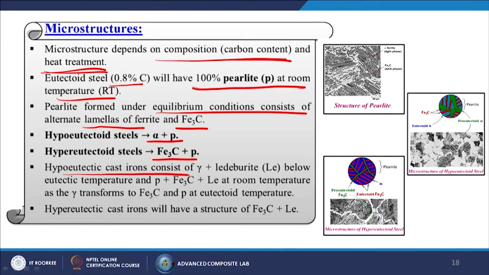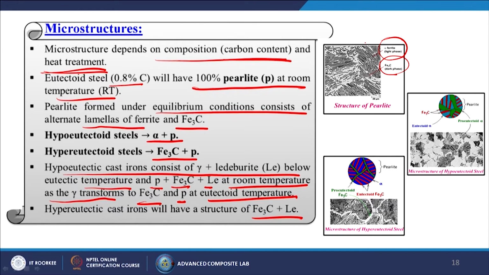Hypoeutectic cast irons consist of gamma plus ledeburite below eutectic temperature, and pearlite plus Fe3C plus ledeburite at room temperature, as the gamma transforms to Fe3C and pearlite at eutectoid temperature. Hypereutectic cast irons will have a structure of Fe3C plus ledeburite. So, from this you can understand the structure of the pearlites, where we can find the Fe3C in the dark phases and alpha ferrite in the light phases.